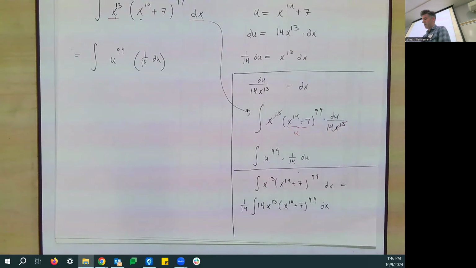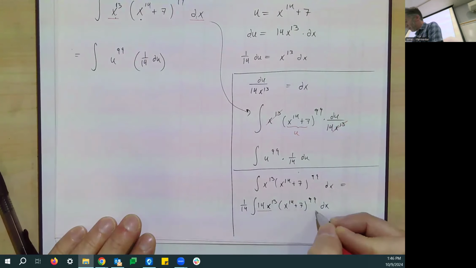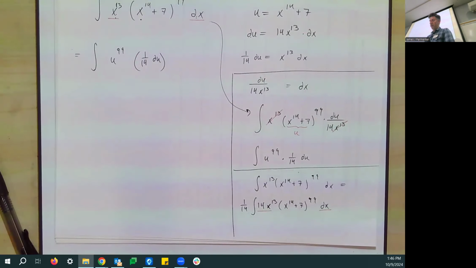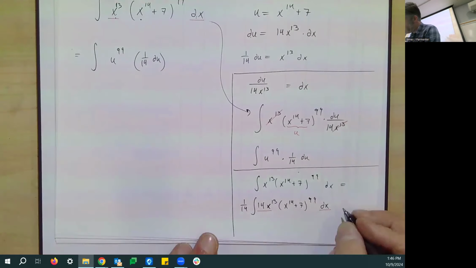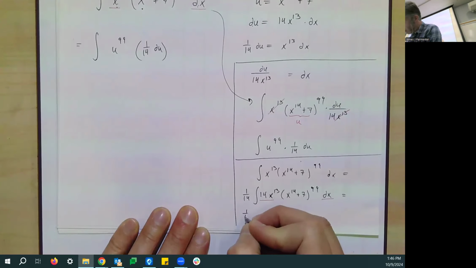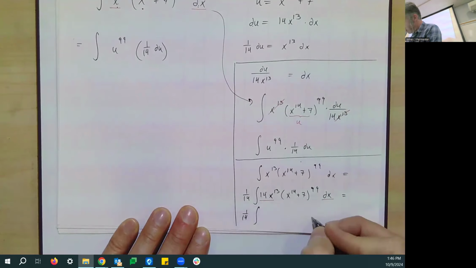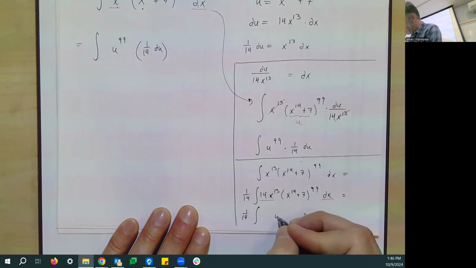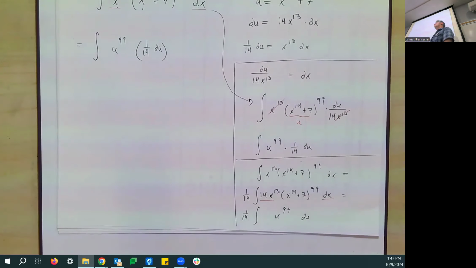And then the part I'm about to underline, that's my du. And then I get the same thing again. I get 1/14. In red is my du. And then here I'm left with, again, u to the 99th power. So whichever way you slice it, you're still going to get to the same place. I don't care how you do it. I just care that you do it in a way that works for you, that's correct.